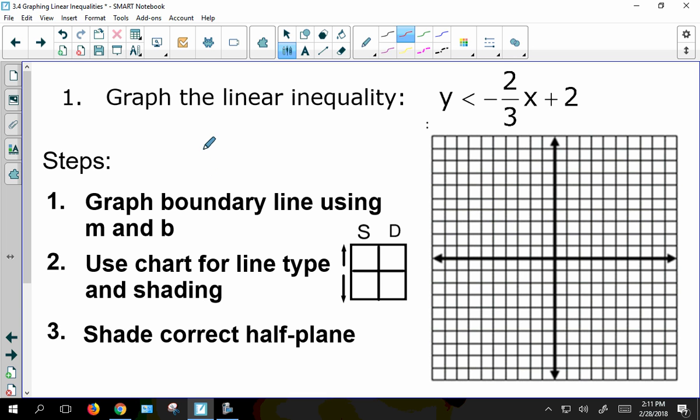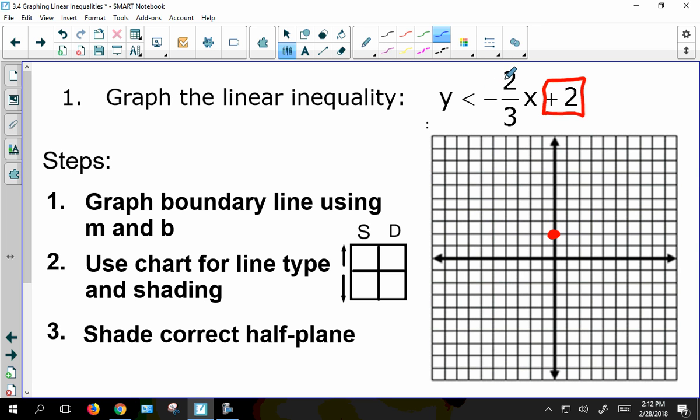Graph boundary lines using M and B. Okay, I can do that. I know that. Use a chart for line type and shading. Shade the correct half. Here we go. We start off graphing this just like we do equations. So the first thing I'm going to graph is the plus 2. So I go to plus 2. I put my dot.